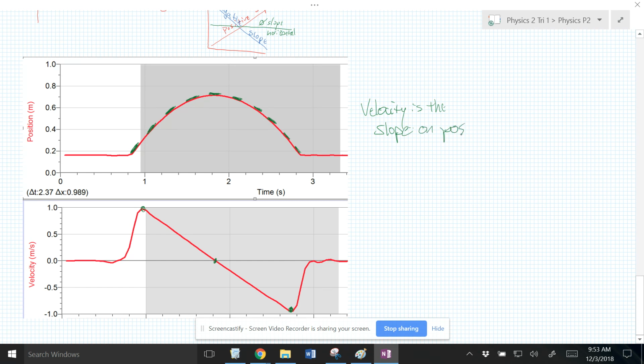On the position versus time graph, acceleration is the slope on the velocity versus time graph.